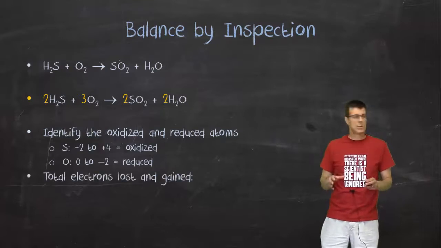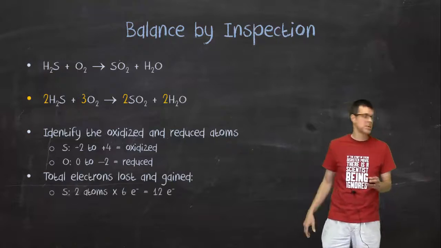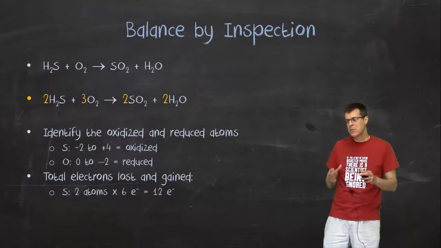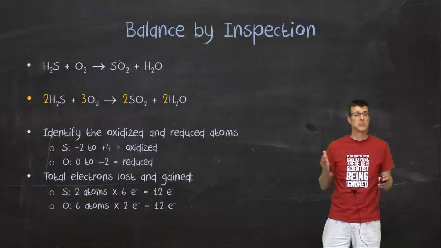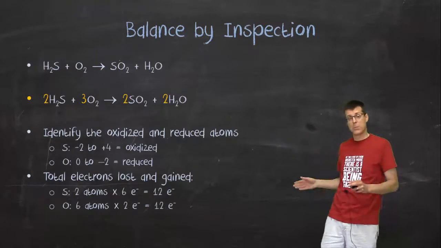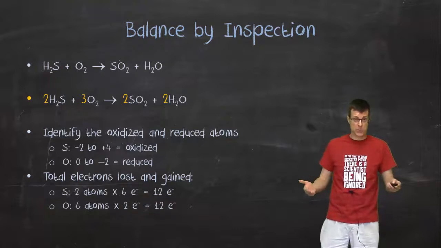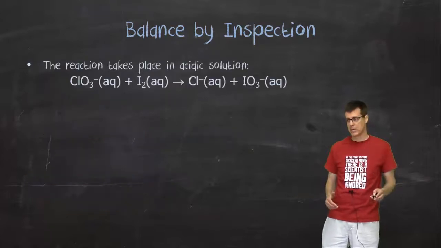If I start looking at the total number of electrons that have been lost, and the total number of electrons that have been gained, counting up and using those balancing numbers, it turns out that sulfur in total had a movement of 12 electrons, so did oxygen. So not only did my numbers of atoms work out, my number of electrons worked out. If electrons got gained, they came from somewhere. Electrons that got lost had somewhere to go. Electrons are balanced as well.